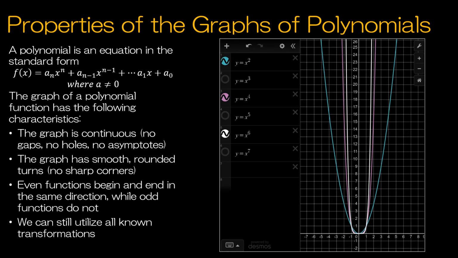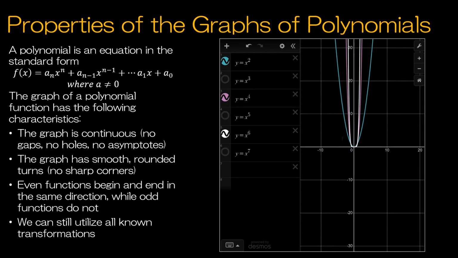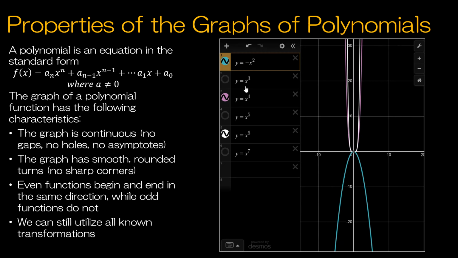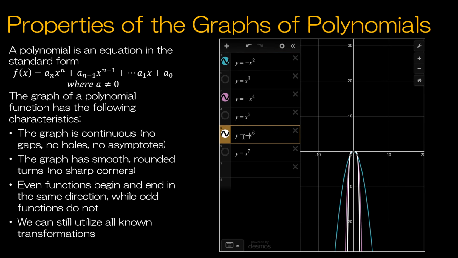Even functions, 2, 4, 6. Notice those are pointing in the same direction at the beginning of the graph and at the end of the graph. So if the leading coefficient is positive, they're pointing up. But if I did the same functions but put a negative in front, each one is going to just flip right over. And that's for all of the even functions.